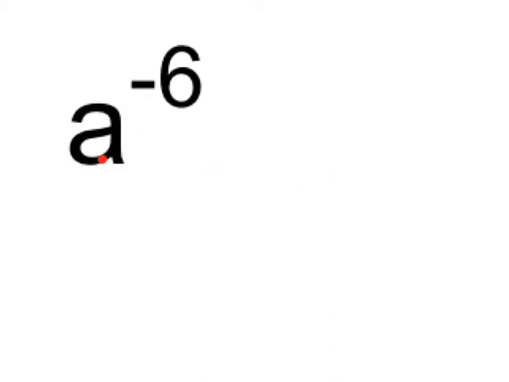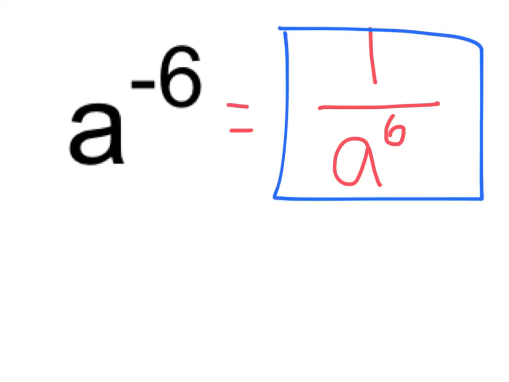So here we have a number or variable a with an exponent that's negative. In this case it's negative 6, of course. So this is going to be equivalent to what? 1 divided by a, but instead of negative 6 it's going to be positive 6, or just 6. So this is our answer.